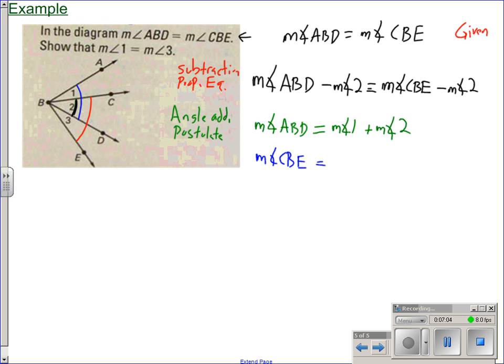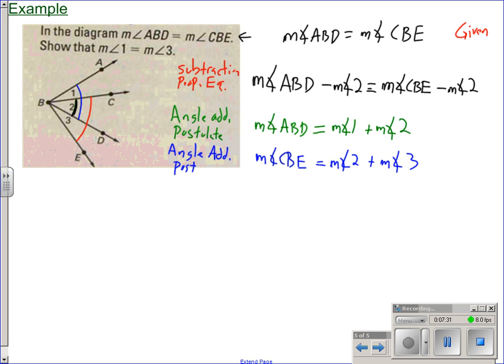We can make a similar statement dealing with the measure of angle CBE. If you look back at the picture, angle CBE is the red one. That's made up of angle 2 plus the measure of angle 3. All right. And same reasoning here. The reason we can make that statement again is the angle addition postulate.